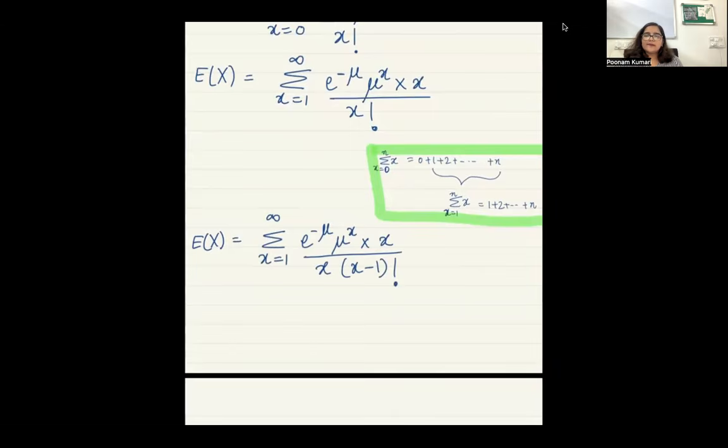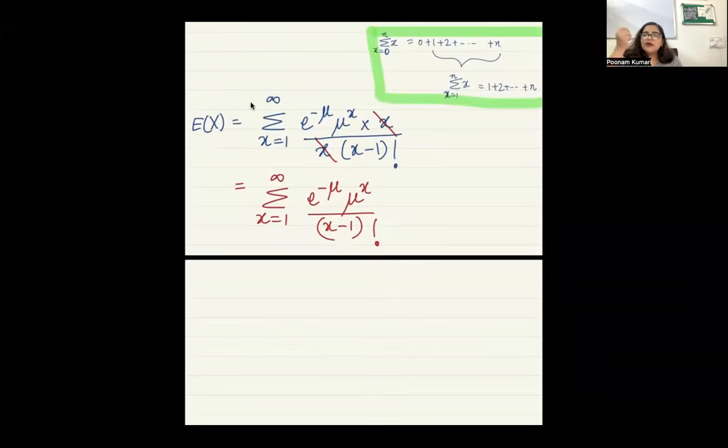Yes. Right. So you can just cancel these two things: x and x get cancelled, right? So what I'll be left with is summation x going from 1 to infinity of e power minus mu, mu power x divided by x minus 1 factorial, right?